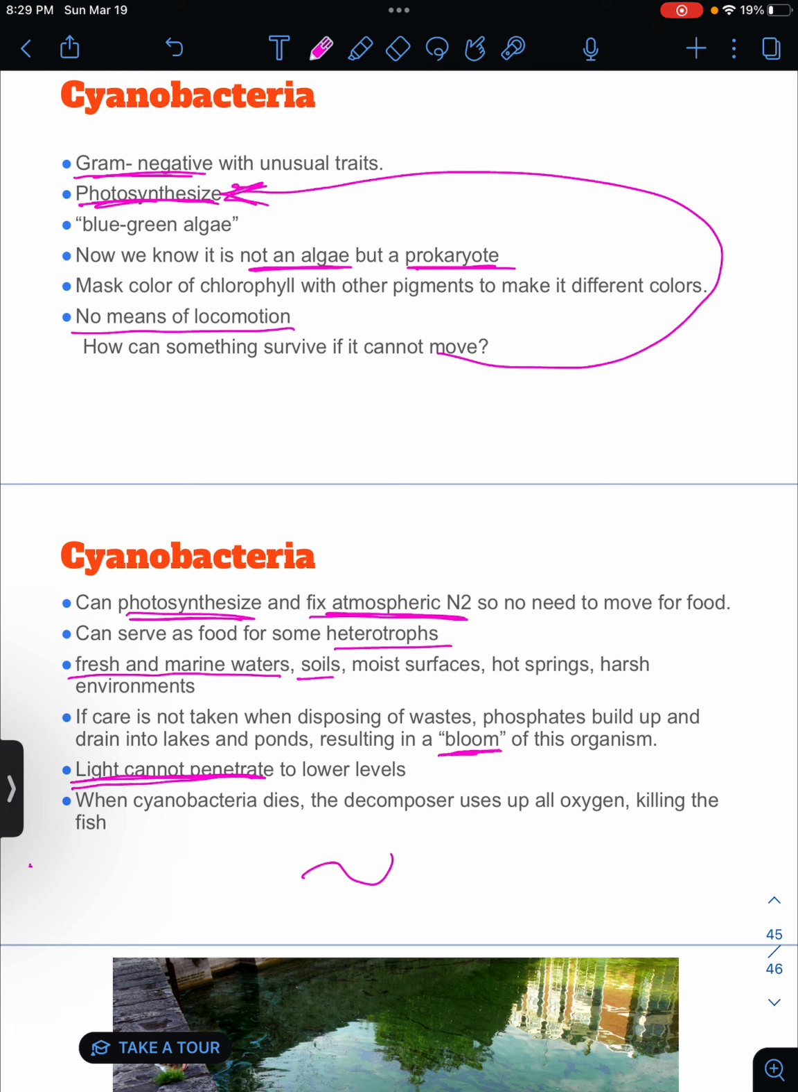I used to draw fish like this. Wait, hold on a minute. I used to draw fish like this all the time when I was little.